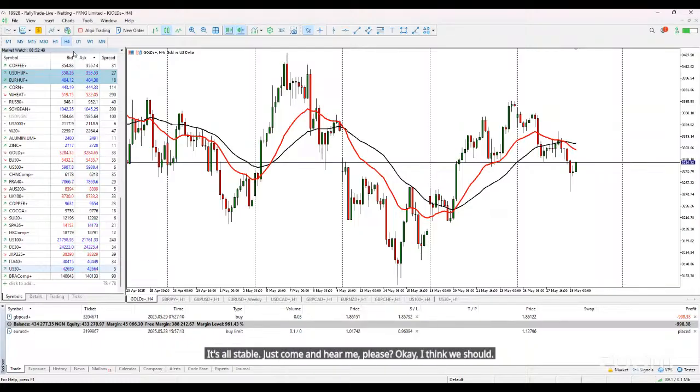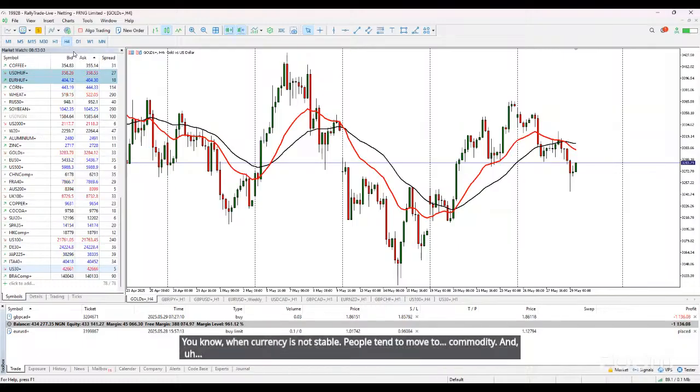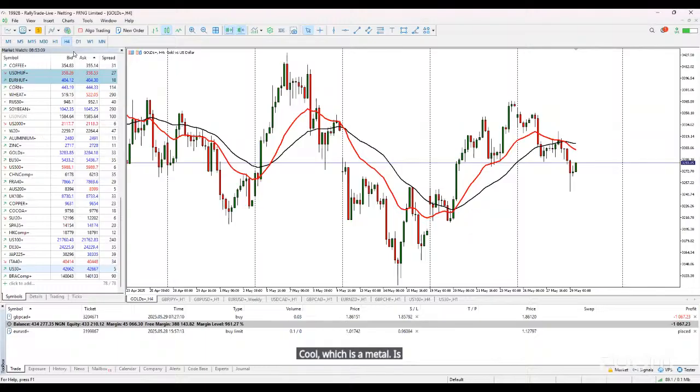All right. For gold, when currency is not stable, people tend to move to commodity. And out of all the commodities that we have, gold, which is the metal, is one of the most traded commodities. So if you want to take advantage, gold is one of the most traded commodities. If you don't know before, now you know.